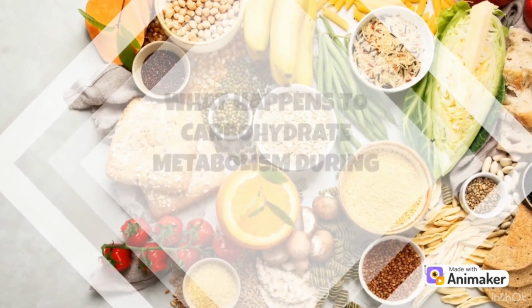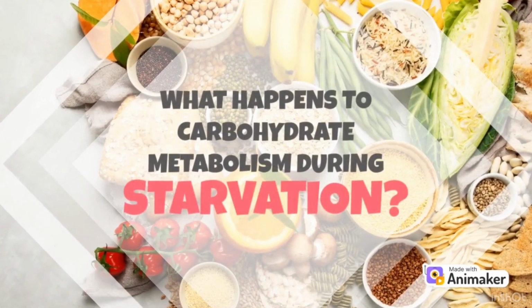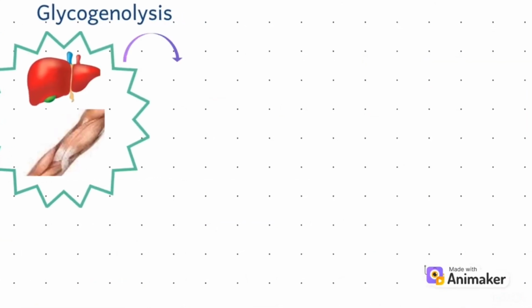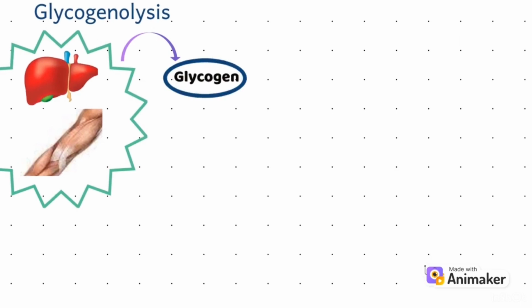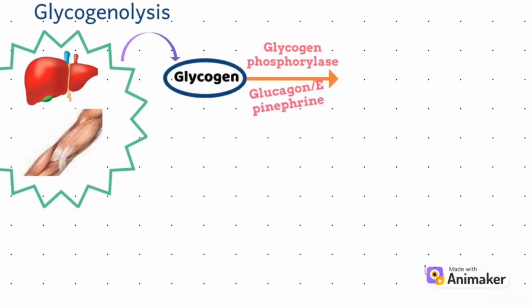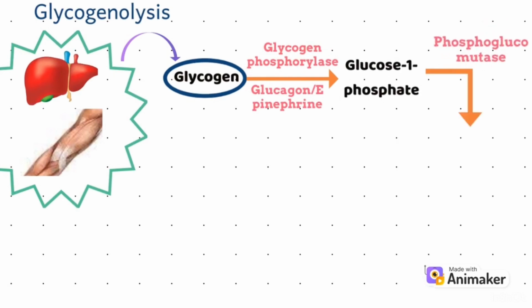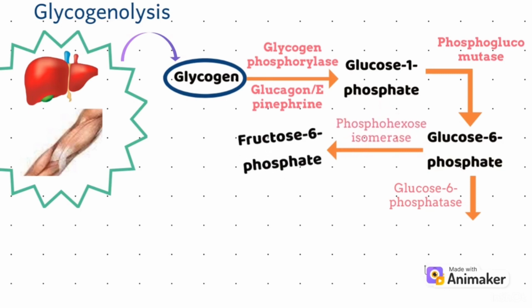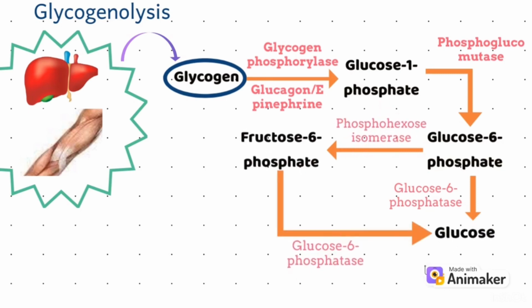What happens to carbohydrate metabolism during starvation? Glycogenolysis. In liver and muscle cells, glycogen will be converted to glucose 1-phosphate by glycogen phosphorylase with the help of glucagon and epinephrine. Glucose 1-phosphate is then converted into glucose 6-phosphate. Glucose 6-phosphate can be converted directly to glucose by glucose 6-phosphatase or converted into fructose 6-phosphate first by phosphohexose isomerase, and the product will be glucose.